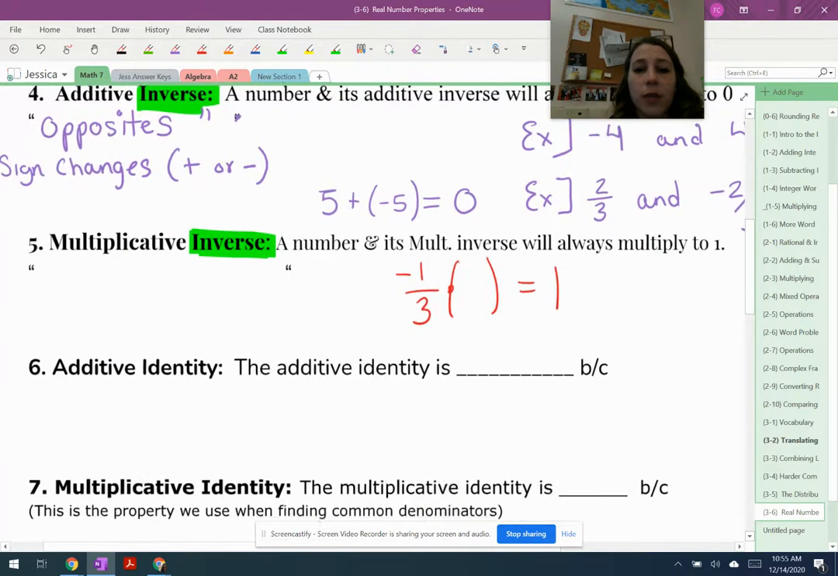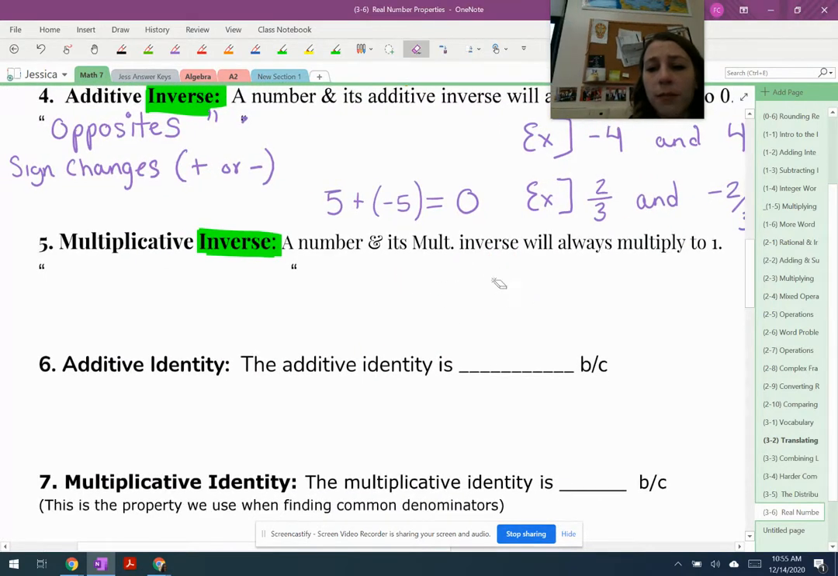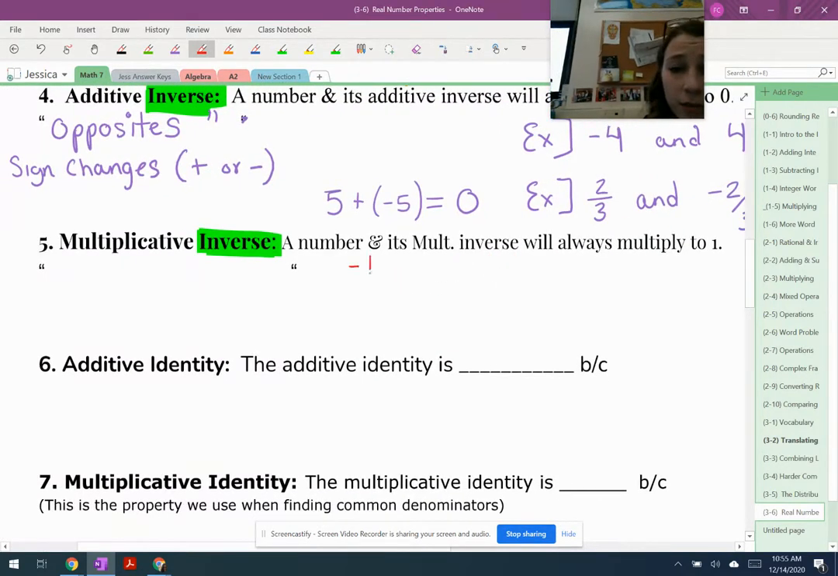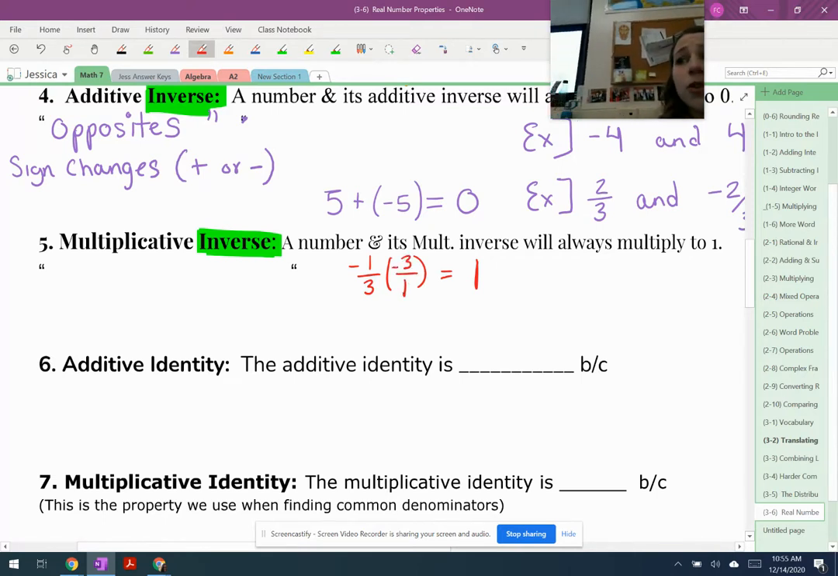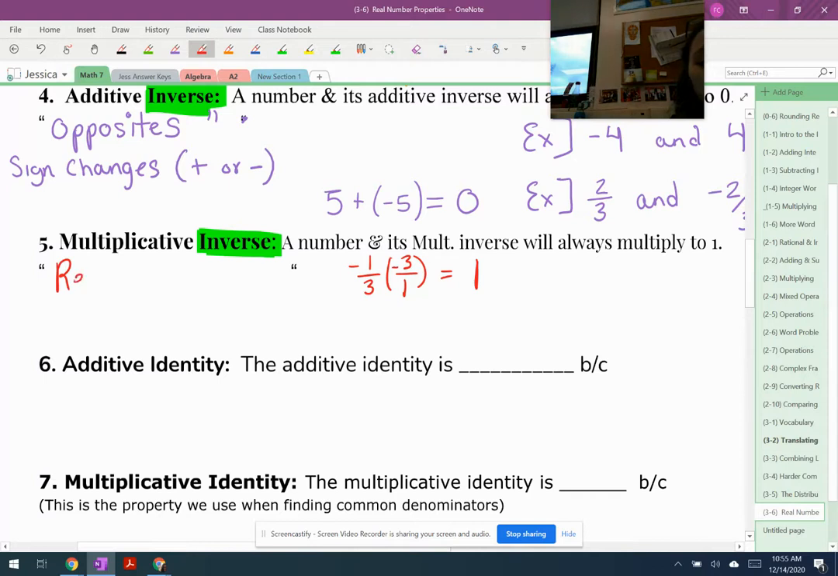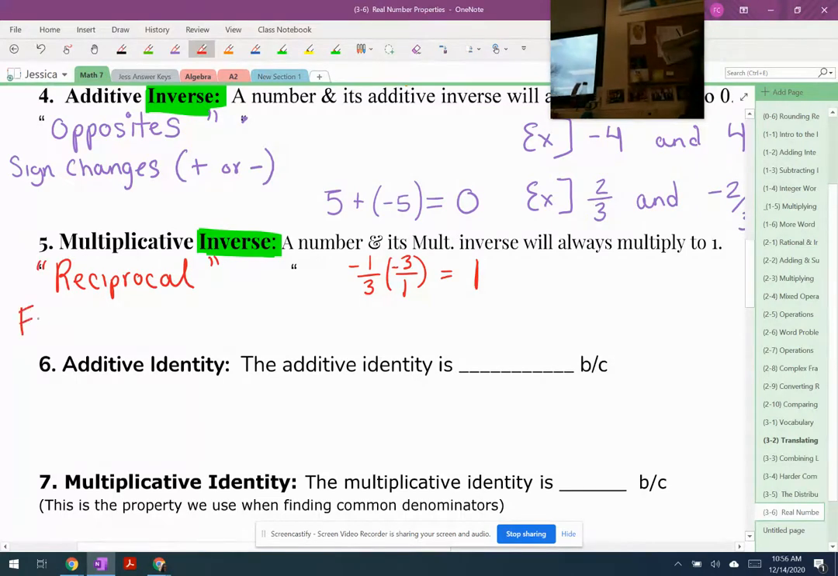Actually, let me zoom in on this so I don't need to write that big. -1/3 times what number is going to give me 1? And that just happens to be -3/1. So when you are looking at multiplicative inverses, this is really just the reciprocal. It's the reciprocal, aka flip the fraction.